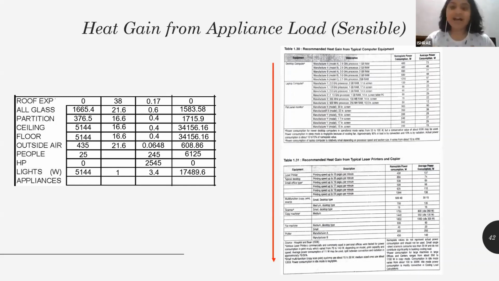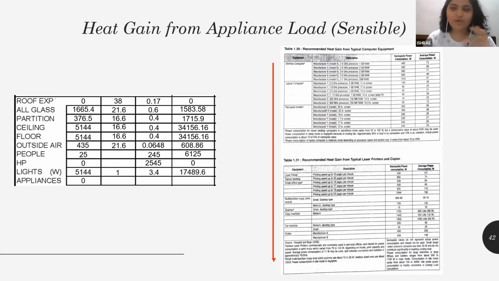But the ASHRAE handbook has, I think, 2 or 3 pages consisting of all the appliances and how much heat they dissipate in watts or maybe in BTU per hour. So all you have to do is just research about it. Put the appliances here. Right now, I'm considering my office space to be empty.